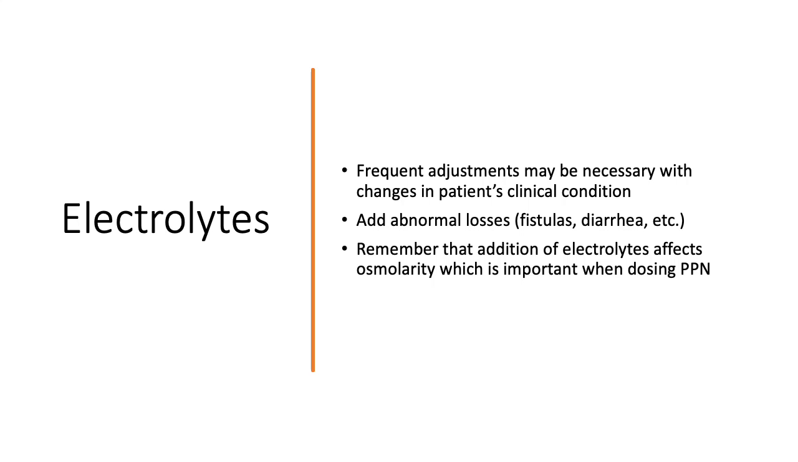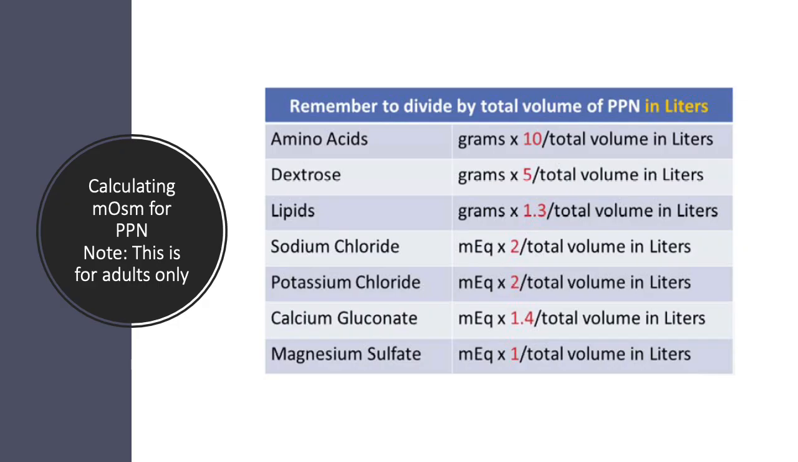It's going to be very hard for you to give a lot of sodium in a PPN because we have that osmolarity limit to be aware of that has to be less than 900. So how do we calculate the osmolarity for PPN? Each individual component here is going to affect the osmolarity differently. Note this is for adults only.